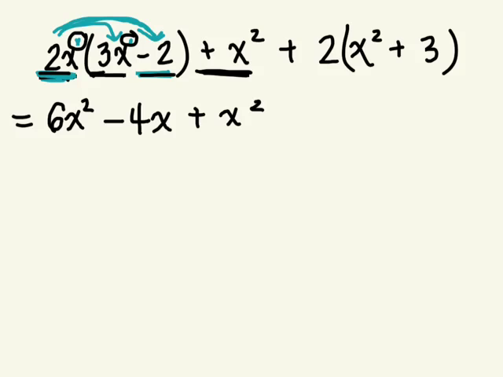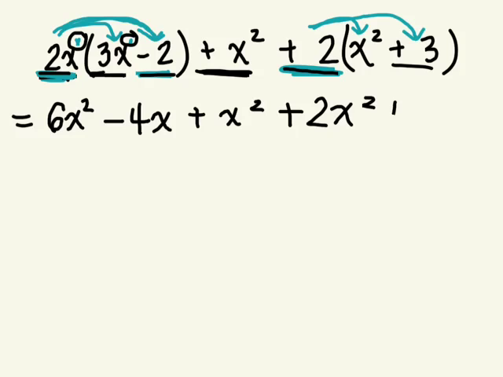But now we have another bracket, so we have to distribute. It's only the term in front of the bracket that gets distributed. Okay? So we're going to multiply 2 times x squared. Good, plus 2x squared. And then 2 times positive 3, 6. Good.